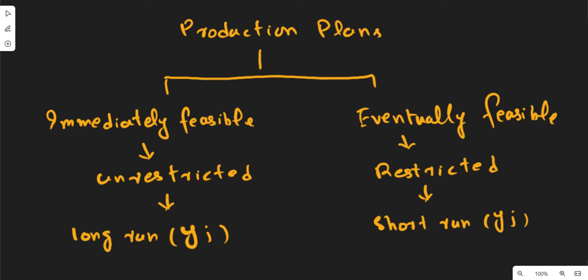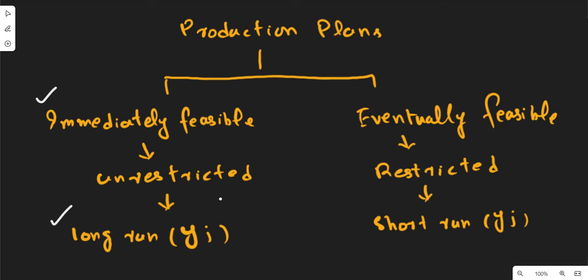So all those production plans which are immediately feasible are said to be unrestricted, or you can call them long run production plans, right? And in these plans, you can hire any factor input at your disposal. So there is no restriction on the quality, quantity, technology, capital, or labor; whatever you are hiring is unrestricted and you can hire them at your disposal.